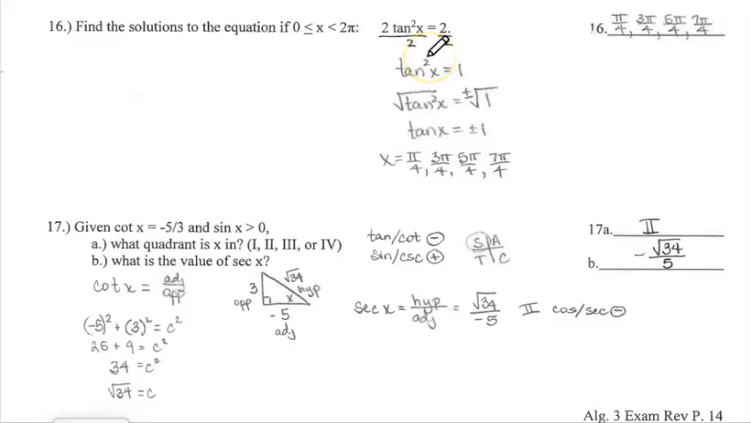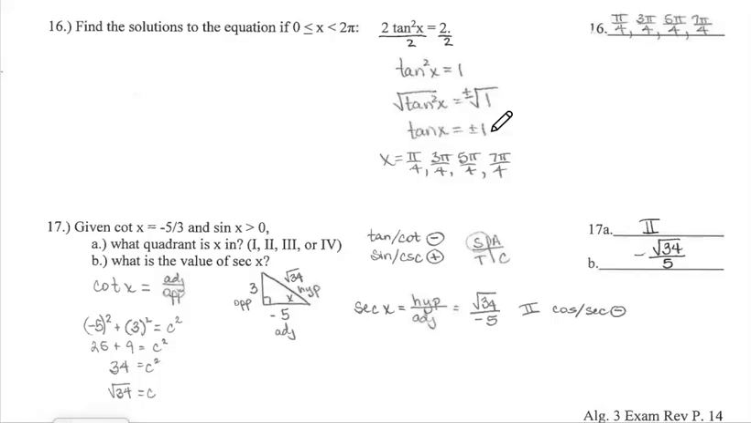So now I need to get rid of our square. The inverse of squaring something is taking the square root. So let's insert a square root on both sides. Don't forget to include your plus or minus. And so that's going to give us tangent is equal to a positive or a negative 1.